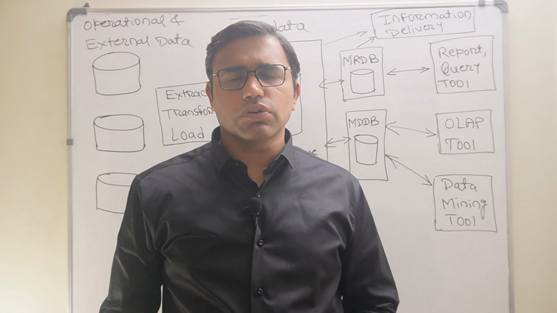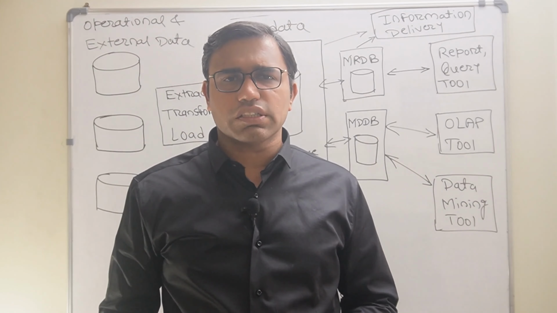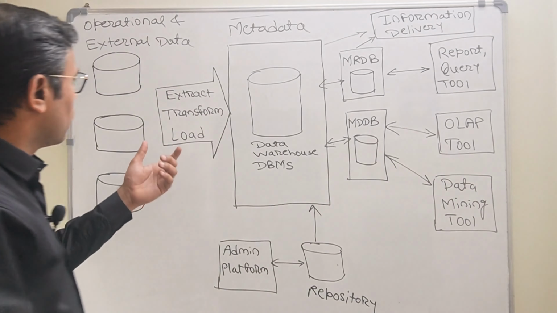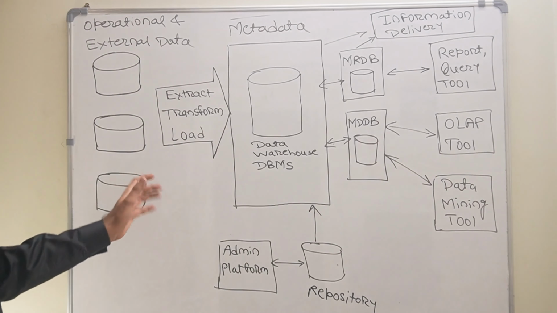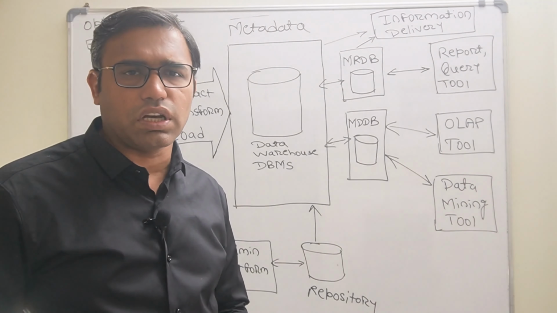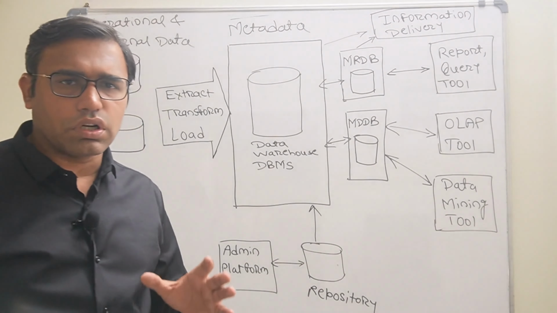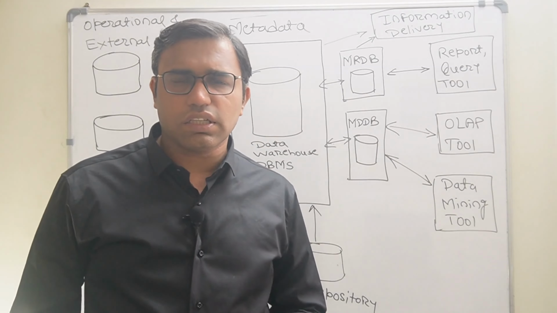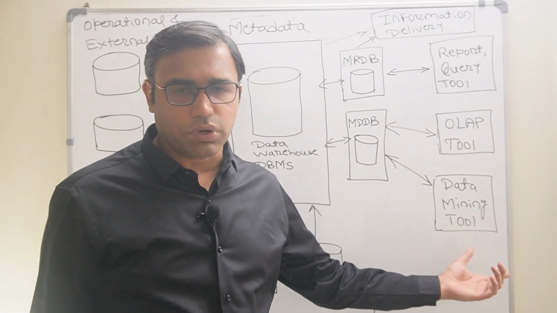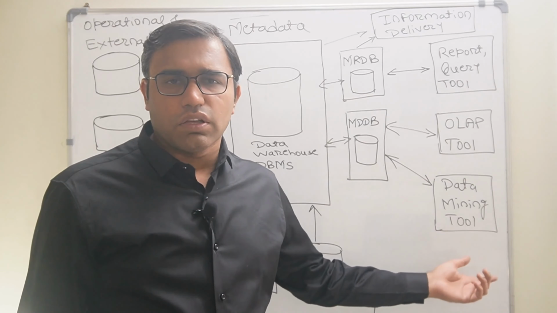In this video we will go through the data warehouse architecture and the various components of the architecture. Data warehouse architecture is logically divided into three layers. First is data collection, then storing into the data warehouse, and then data extraction using various tools. We'll start with the left hand side.